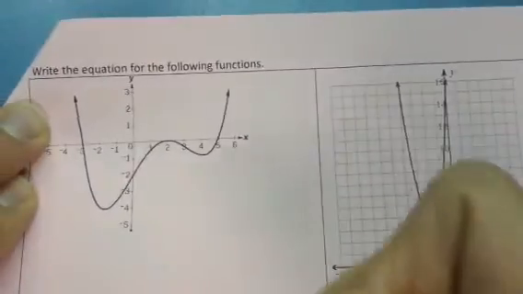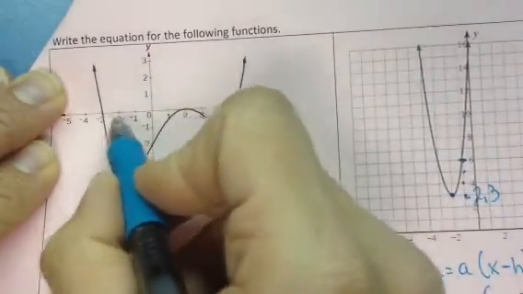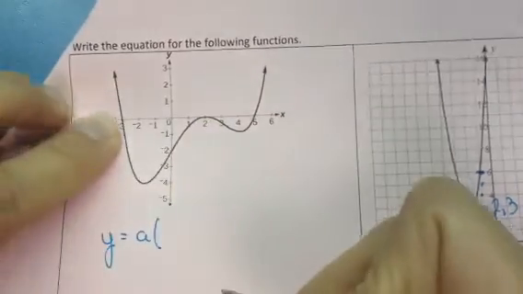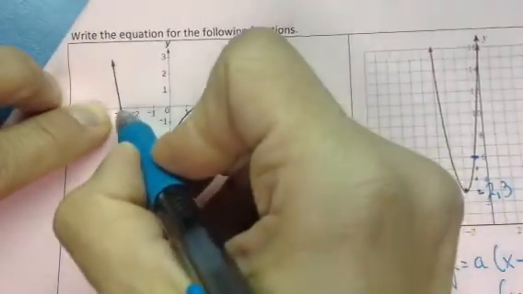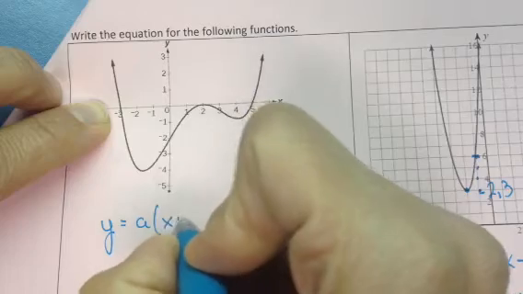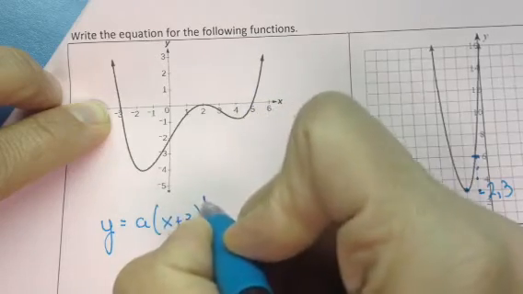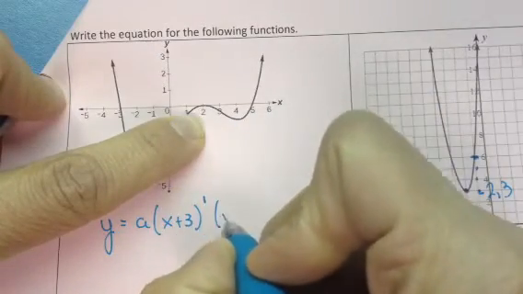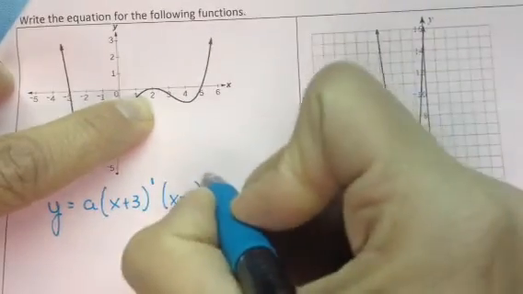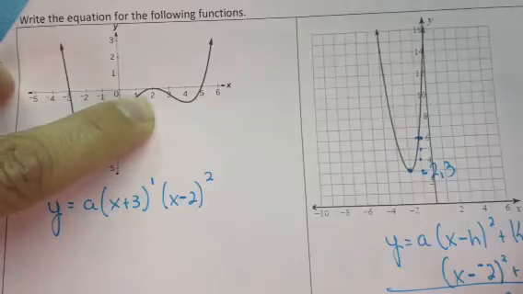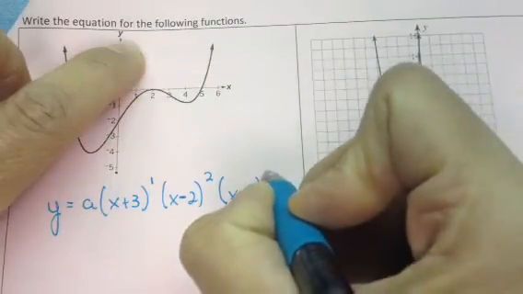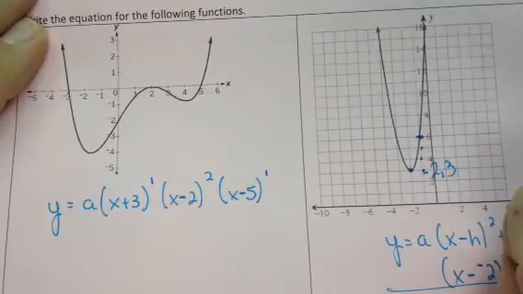On this one, what I've got to do is a little bit more work. But what I'm going to do is establish my factored form and leave the a in there. And I know from here I'm going to get x plus 3. It crosses, so it's once. I'm going to get this one, so that's x minus 2. It bounced, so it showed up twice. And then I'm going to have x minus 5, and it's going to show up once because it crossed. There was not a wiggle.